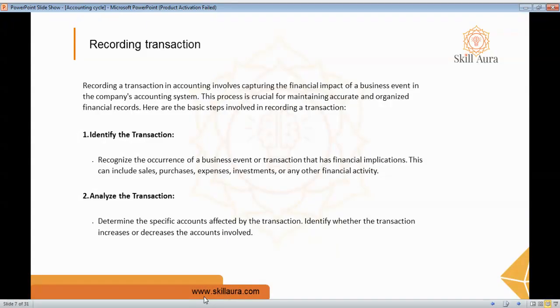The next step is analyzing the transaction. You have to classify what type of transaction it is, like revenue, expenses, asset, liability, whatever it is. We have to identify whether the transaction is going to increase or decrease the account involved.